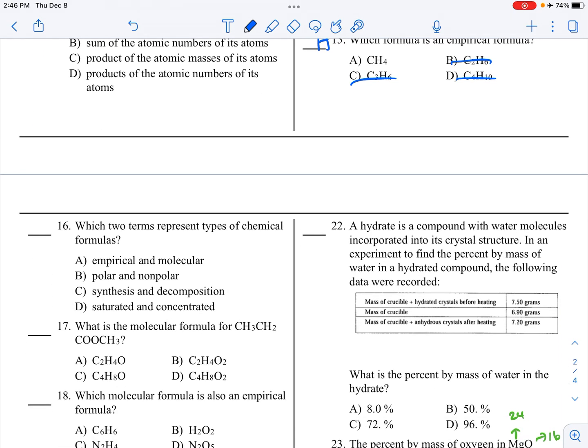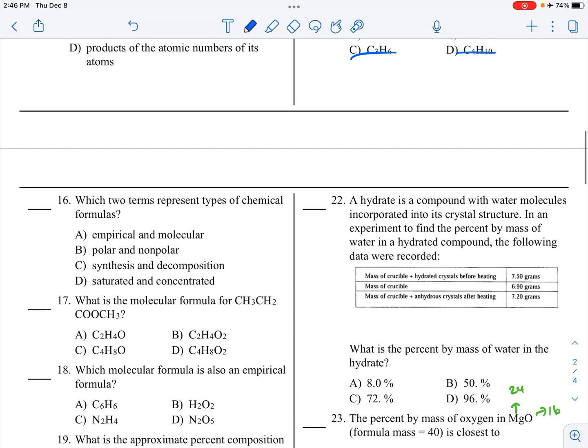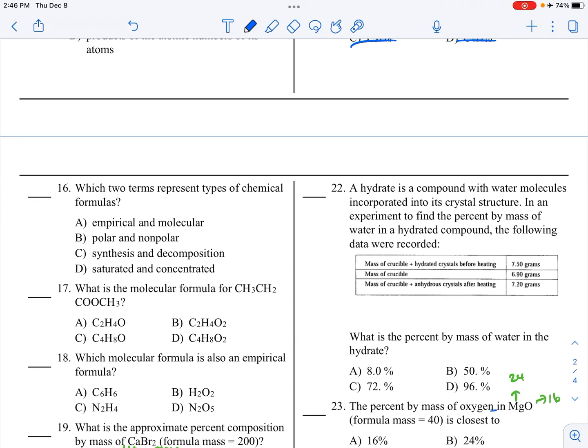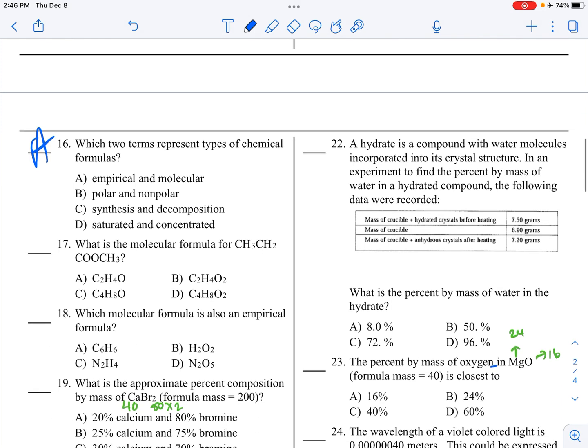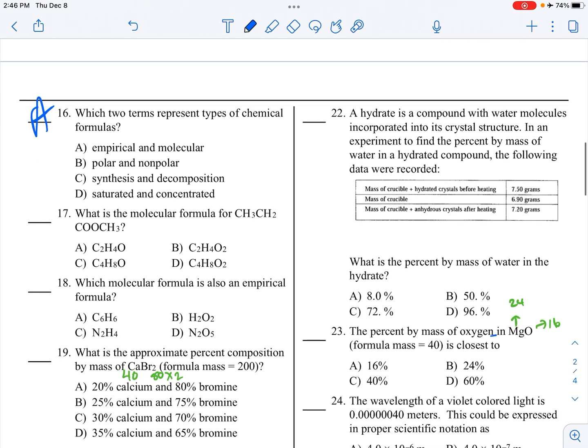Which 2 terms represents types of chemical formulas? Empirical and molecular. What is the molecular formula for that whole thing? Okay, so molecular formulas, let's define it, is the actual number of atoms, or another way to think of it is you have some multiple larger. So first of all, see how this is all stretched out? All the C's are not grouped together, the O's are not grouped together, the H's. This is called a structural formula. We'll talk about that in organic chemistry.